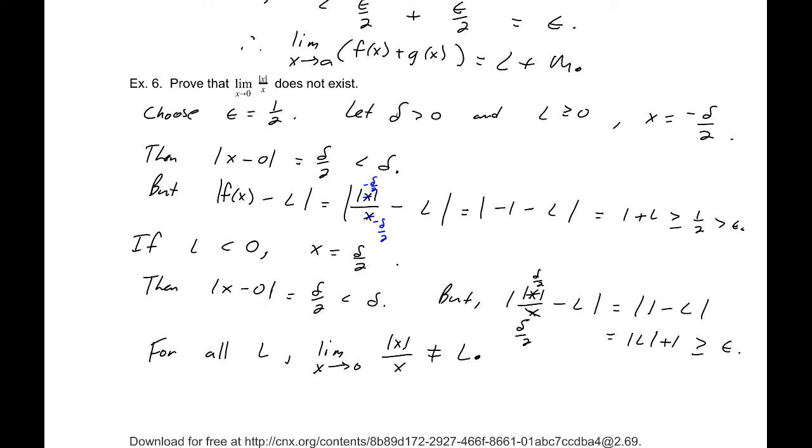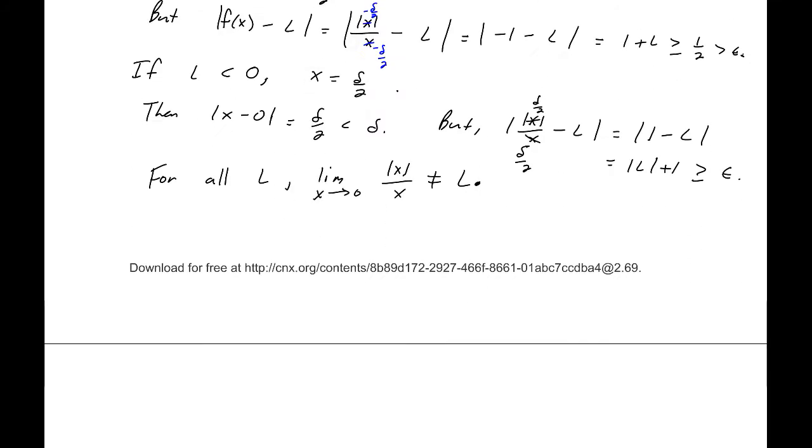Now, if you recall, this is actually a function that is positive 1 when you are greater than 0, and negative 1 less than 0. So the limit at that point does not exist. We knew that, but we were proving this in general.